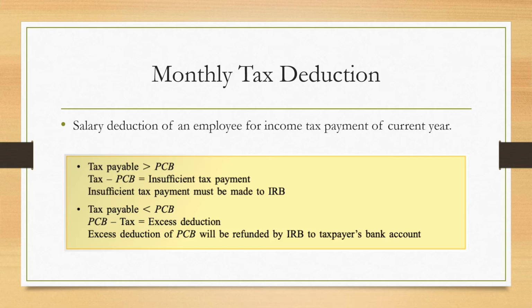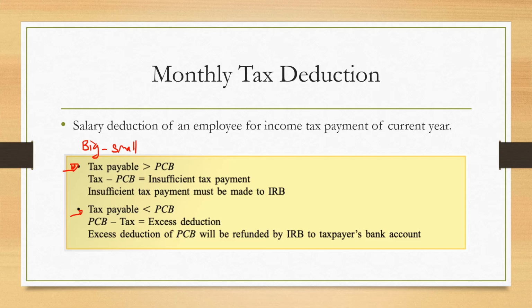How do I remember these two formulas? Very simple. I just see bigger figure minus smaller figure. In this scenario, tax is the bigger figure, as you can see, tax payable is greater than PCB. That means the PCB, the monthly tax deduction, will be smaller. So it makes more sense for you to do bigger figure minus smaller figure, tax minus PCB. In this scenario again, it will be bigger minus smaller. Let me just write that: big minus small.